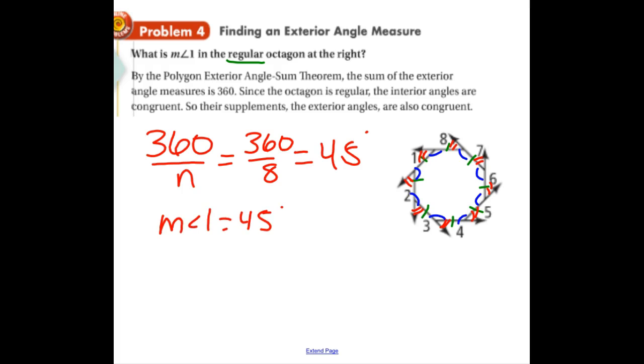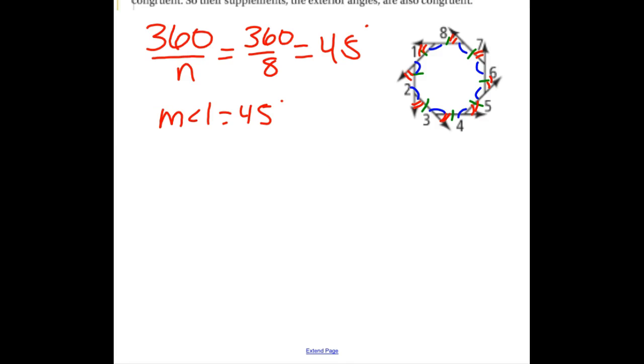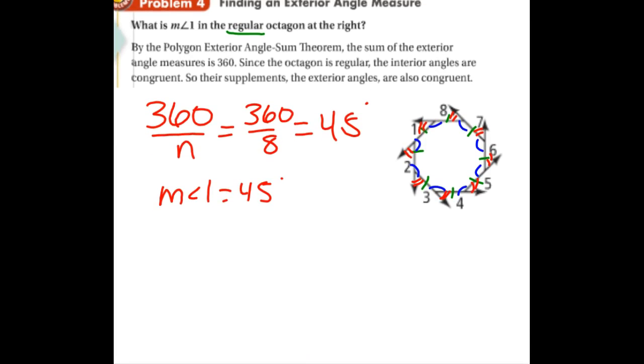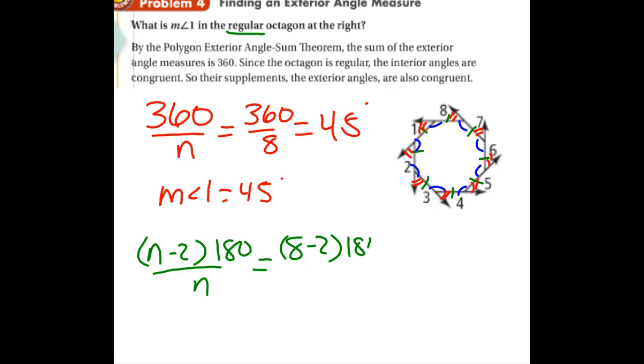This is the method of using our exterior angle theorem. We could also solve this using our interior angle theorem. This is a regular polygon, which means we can go n minus 2 times 180 all over n. That'll get us one of those blue angles. We go 8 minus 2, all times 180, all over 8. So 6 times 180 all over 8. We simplify that and we end up with 135 degrees.